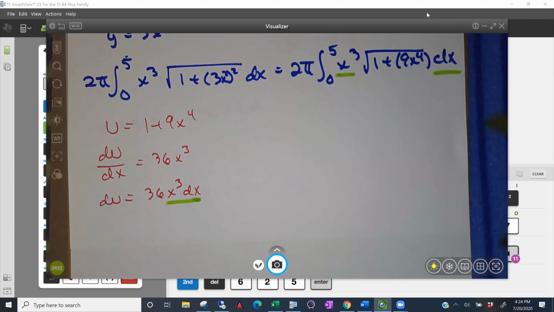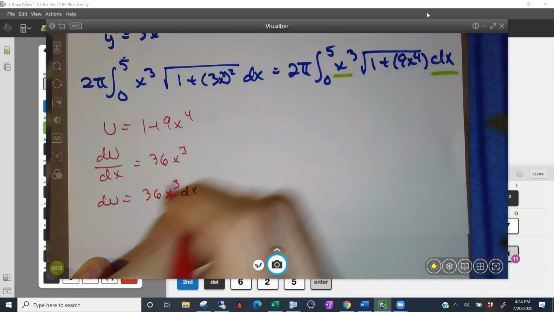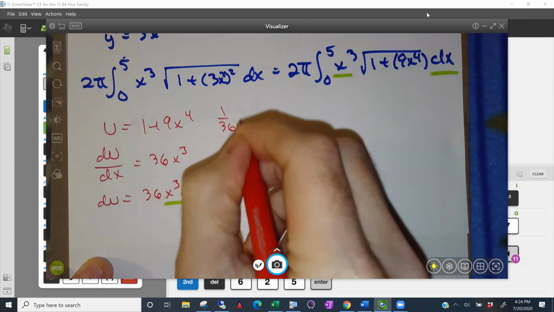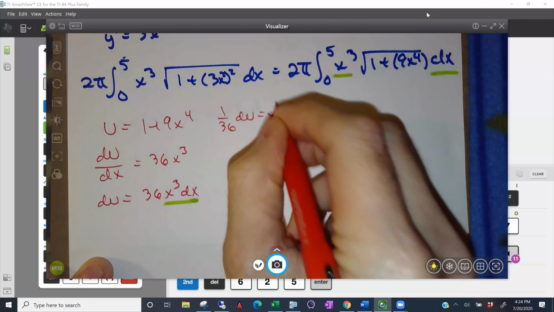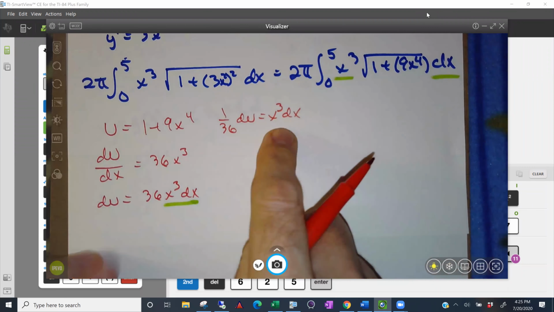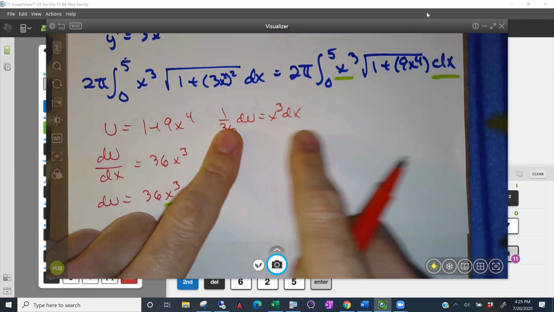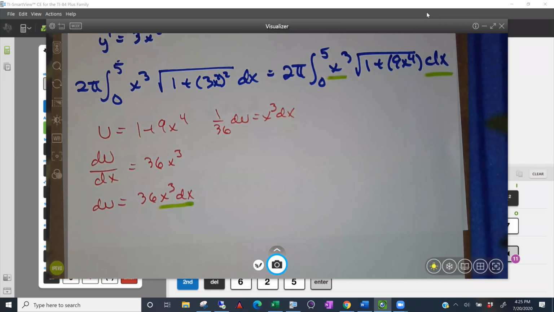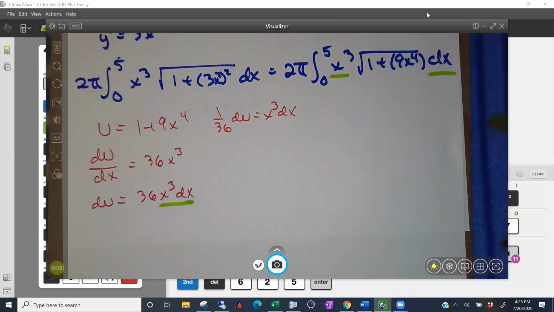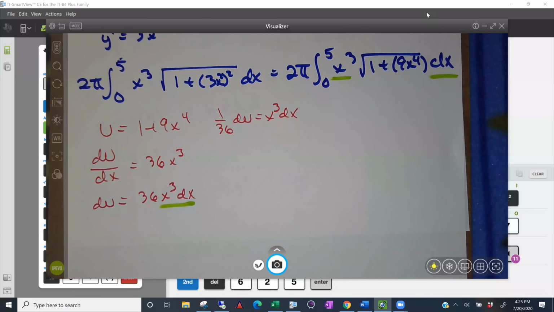So all that's left to do then would be to rewrite that as 1 over 36 du is equivalent to x cubed dx. And now I can interchange these things. This is as good as this. So I can make a substitution. There's probably one more thing I should do before I do my substitution. Does anyone see what that would be?